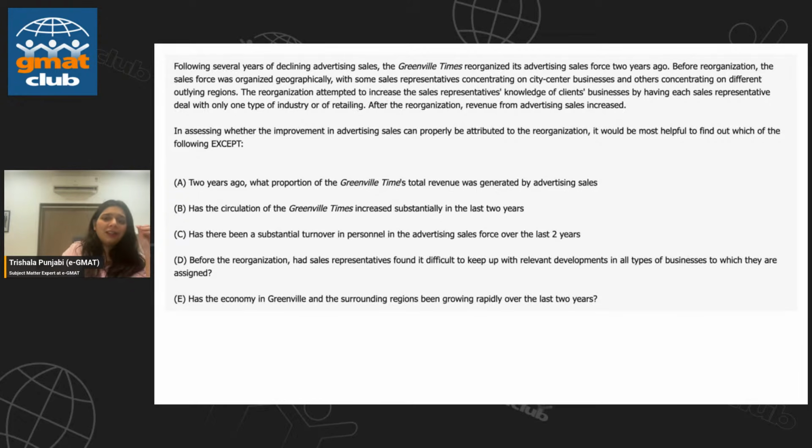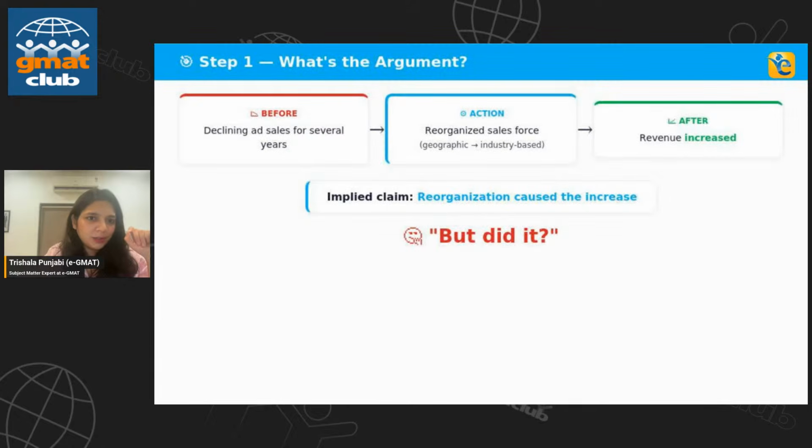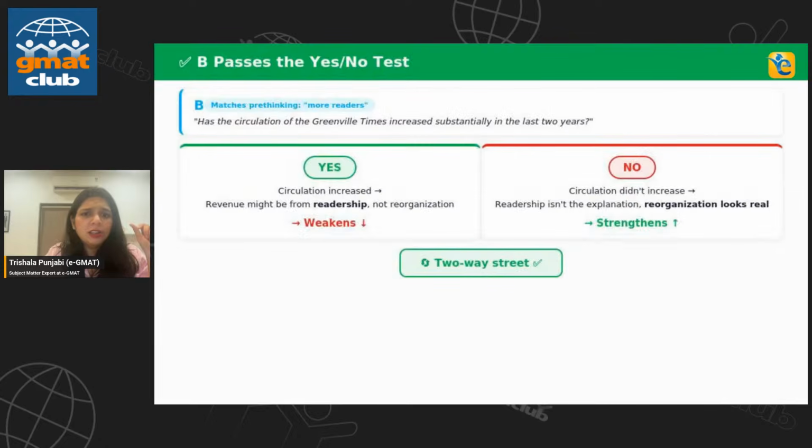So the difficulty level does not say anything about their performance, and that's why you have to be extremely precise when you're looking at a particular CR question. Okay, so the answer here is B, which is the yes no test.